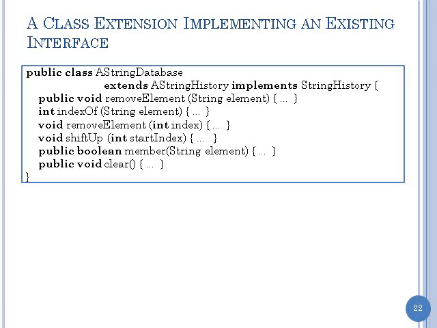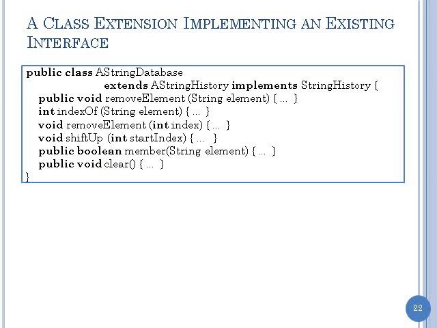So if I said a string database extends a string history, implements string history, rather than saying implements string database, would Java complain? No, Java would not complain, because Java only checks that every method in string history is in your class. And will the TAs complain? Yes, because there are public methods in string database that are not in any interface implemented by this class. And that is why we put string database there.